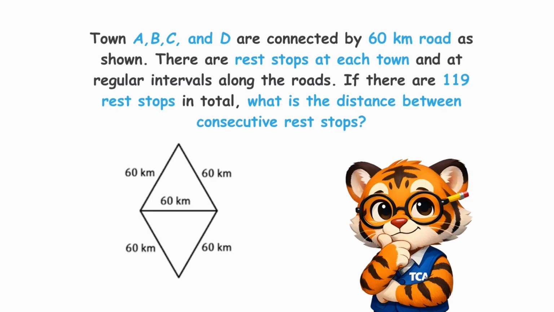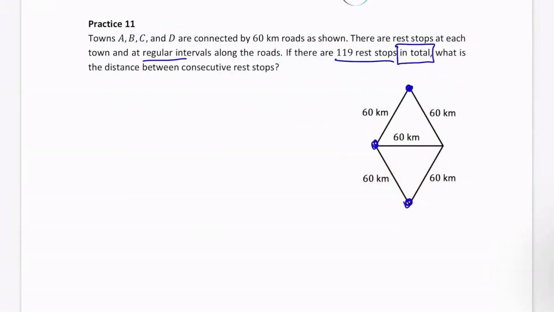Okay, so think about it as well. You have regular intervals, you have 190 rest stops. But look at it now, there's a bit of double counting happening, and we don't want that to happen. Okay, so imagine you have 4 corners. Those are your rest stops. Think about how many rest stops are along the road.